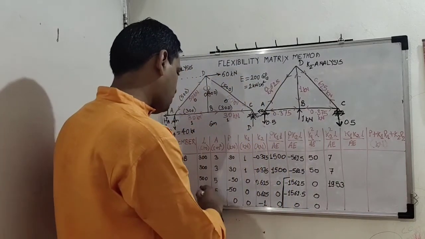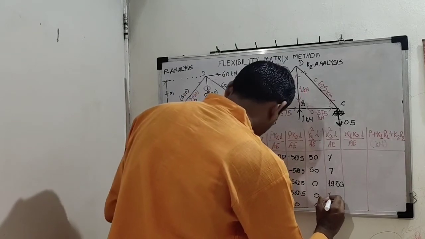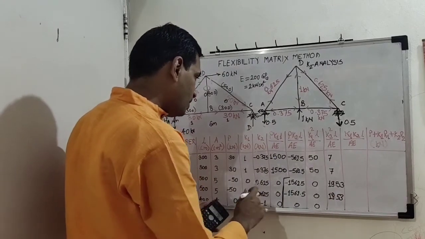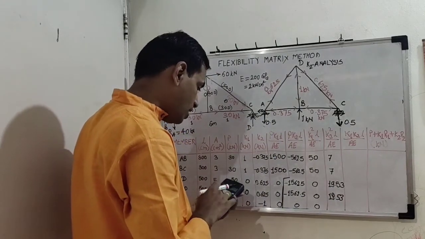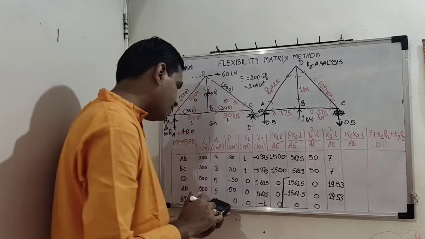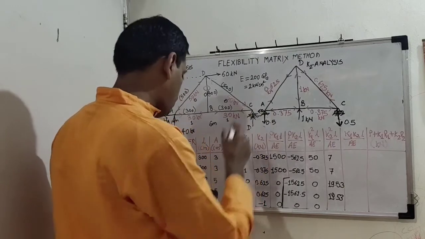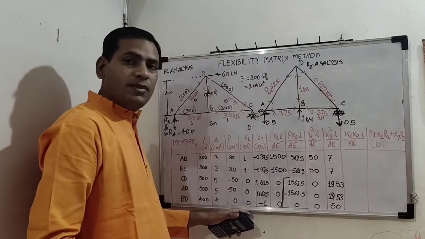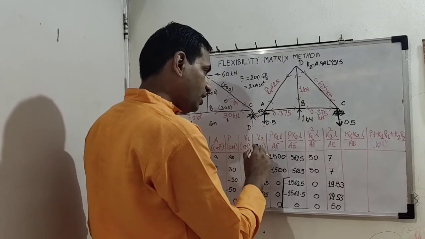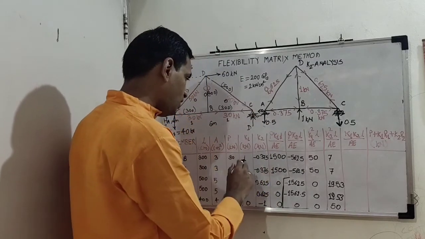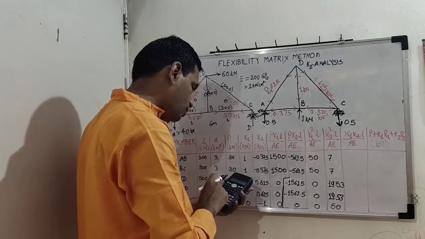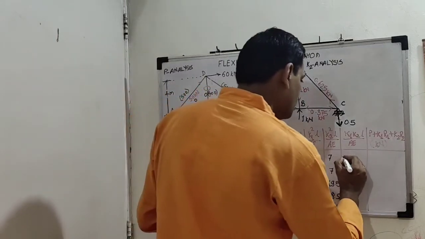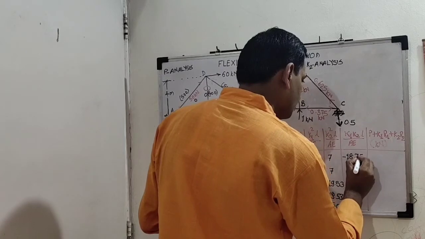Next it will be same, 19.53. Next is 1 square, so 1 into 400 upon AE, 4 into 2, 8, so it is 50. Then K1 K2 L upon AE, so 1 into minus 0.375, so K1 K2 into L is 300, AE is 6, so minus 18.75.